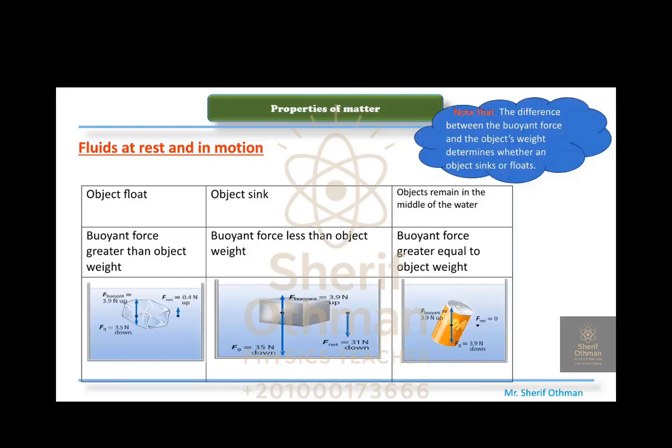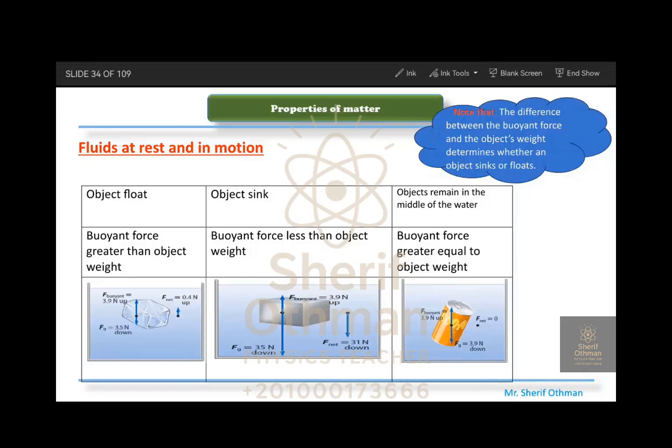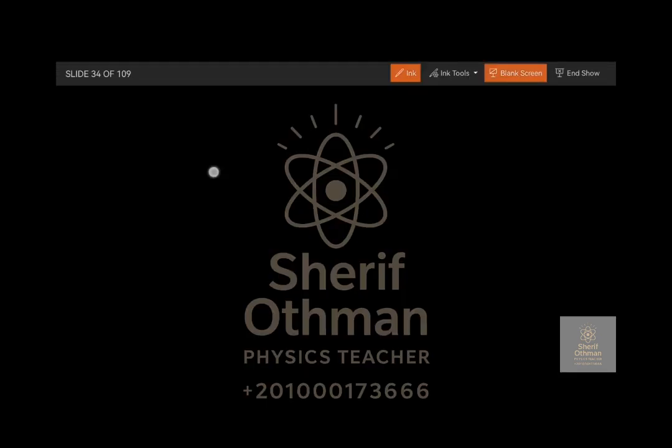If the buoyant force is equal to the object weight, the object will remain in the middle of the water, just floating in the middle, not immersed down, moving down or moving up. How to calculate the buoyant force, guys? We said before, force is equal to m times g. m is the object mass.